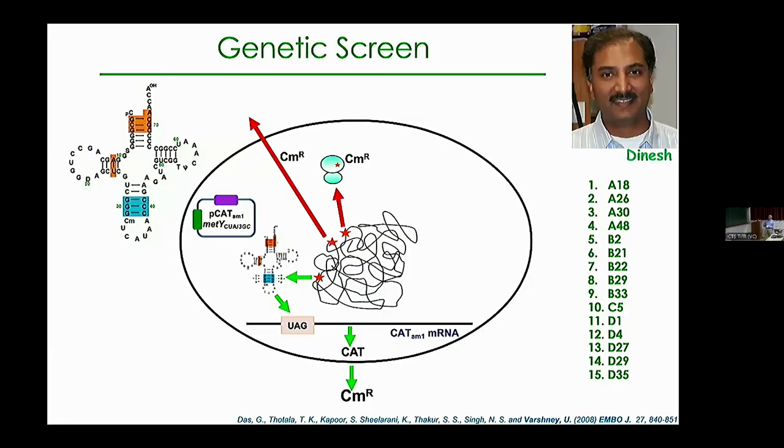Again, we have the CAT amber, where the chloramphenicol acetyltransferase start codon has been changed to UAG. This will normally not initiate, and the cells will be chloramphenicol sensitive. Now if we have made a mutation in the cell such that it rescues the defect of the 3GC base pair, we would start initiation from this UAG codon and convert the chloramphenicol sensitive cell into a chloramphenicol resistant cell. By doing so, a postdoc in the lab, Dinesh, who is now a professor in Oklahoma, isolated many of these strains, which we call suppressor strains. We have pretty much characterized all of them.